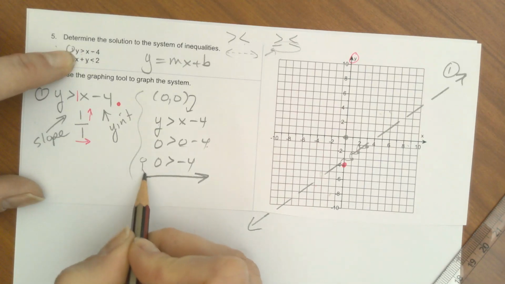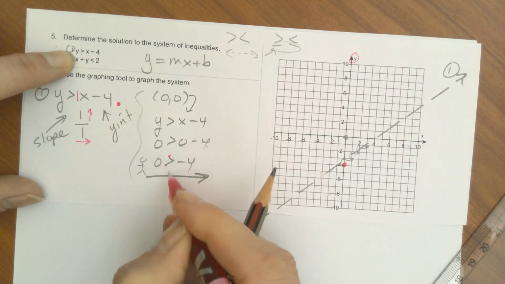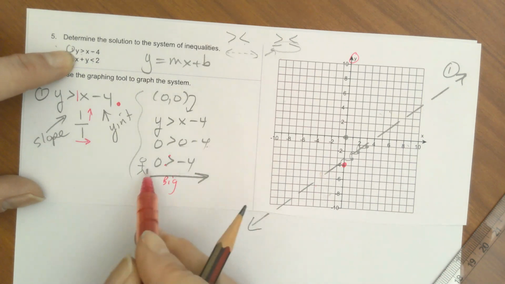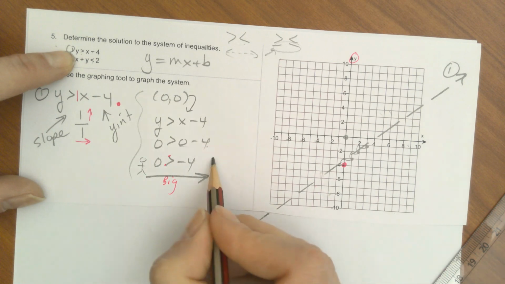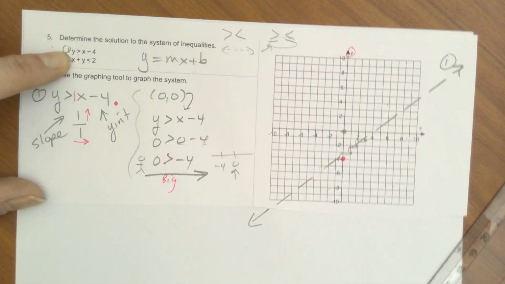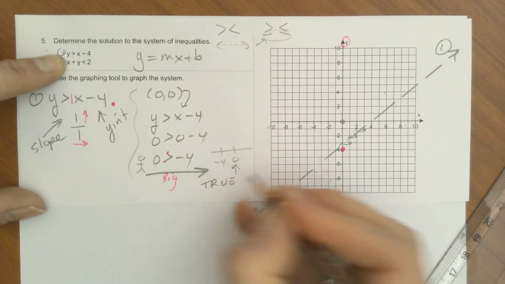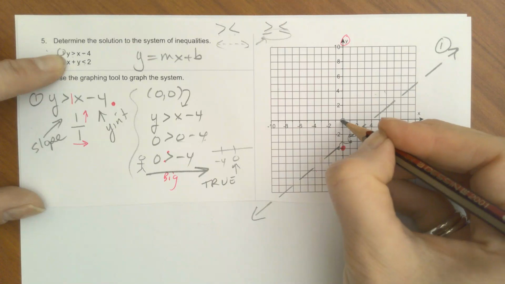So let's read it this way. This is me walking. I run into 0. Then I run into the big side of the sign. So 0 is bigger than -4. Is 0 bigger than -4? Yes. So that's true. That means this point is true. 0, 0 is true.